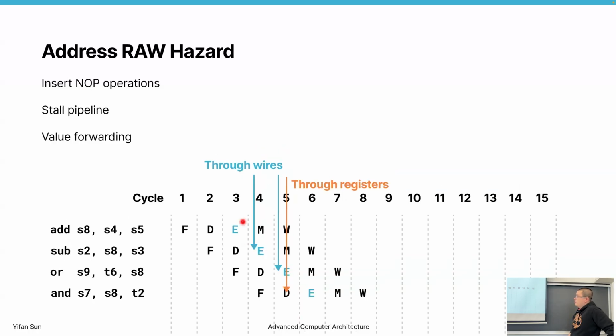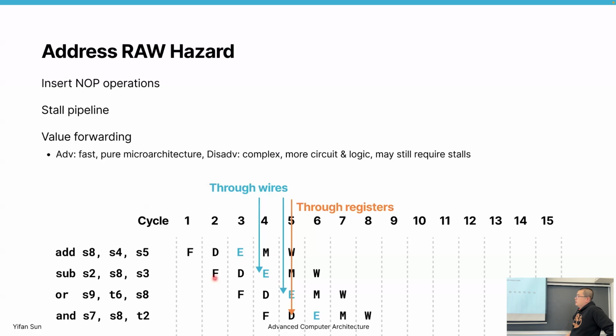In this case, we use through wires and through registers. We can say there's actually no real dependencies, and by making the circuit more complex, we can have even higher performance. Then, what's the advantage of value forwarding? It's really fast, it's pure microarchitecture. The disadvantage is it's complex, it requires more circuit and more logic, and in some cases we still need stalls. But in this particular example, we don't have this problem.